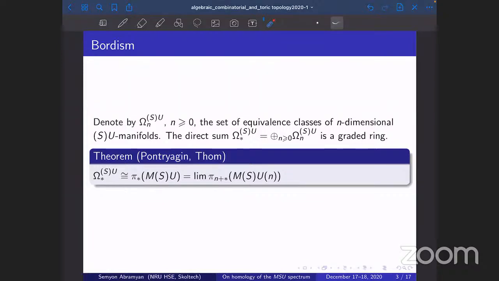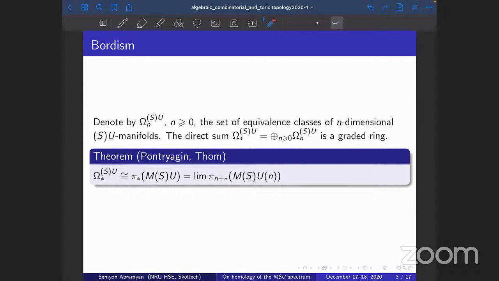Secondly, if we take the direct sum of all these abelian groups, we obtain a graded ring. This is a statement that is not so hard to prove. And the fundamental result of Pontryagin and Thom states that this ring is isomorphic to homotopy groups of certain spectra.